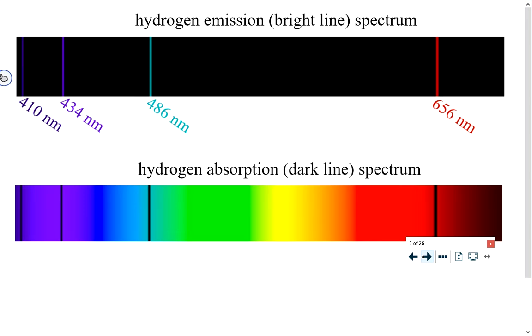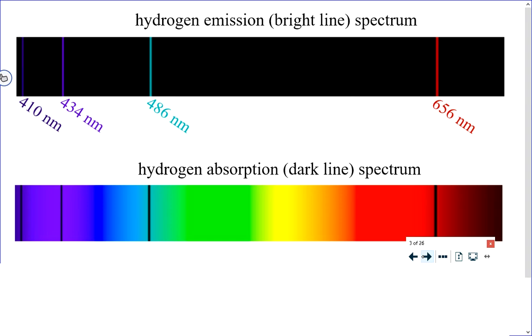You can see at the bottom, by the way, there's the absorption spectrum for hydrogen, which would be what you would observe if you allowed every wavelength of light from a hot, solid, glowing object to pass through cool hydrogen gas. The cool hydrogen gas would swallow up or absorb those four wavelengths. And I just put the dark line spectrum there so that we could remind ourselves that the wavelengths that are emitted by an atomic gas are exactly the same as the wavelengths that the atomic gas can absorb.